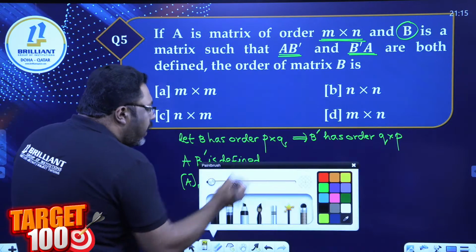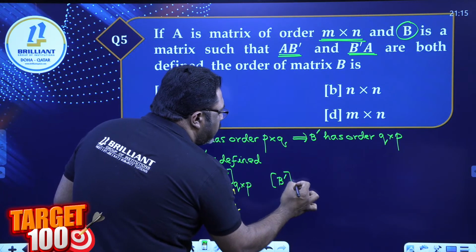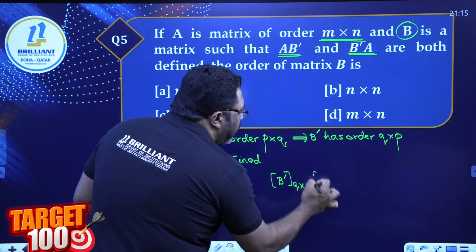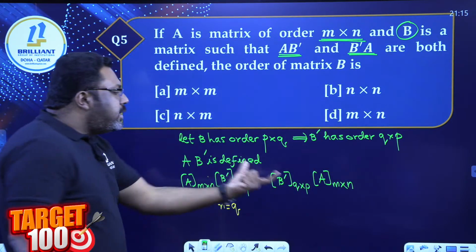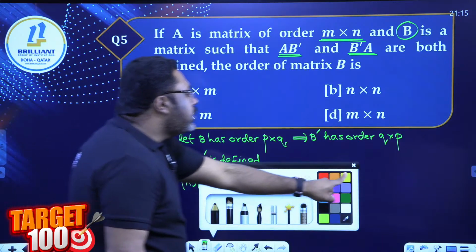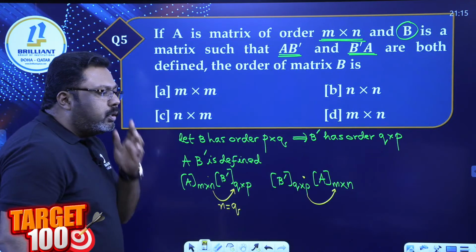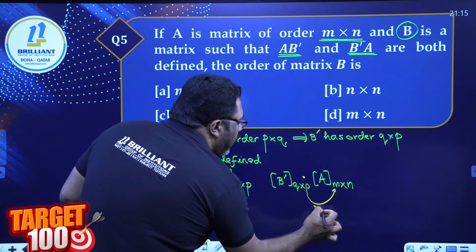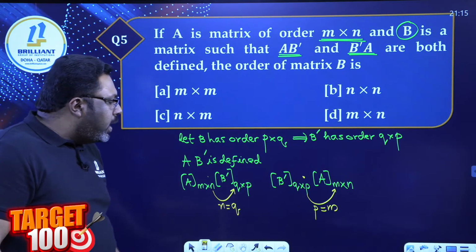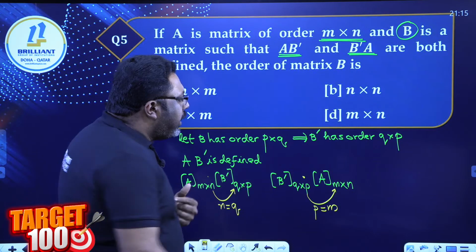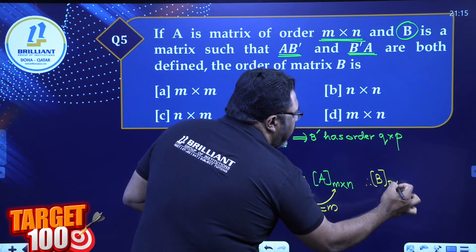Yes. Similarly, let's go for the next product. B dash, which is again Q by P, multiplied with A, which is M by N. And they say that this product is also possible or defined. Yes. So what's the answer again? P equal to M. So I got that N and Q are equal. I got that M and P are equal. Therefore, I have the order of B as P by Q.